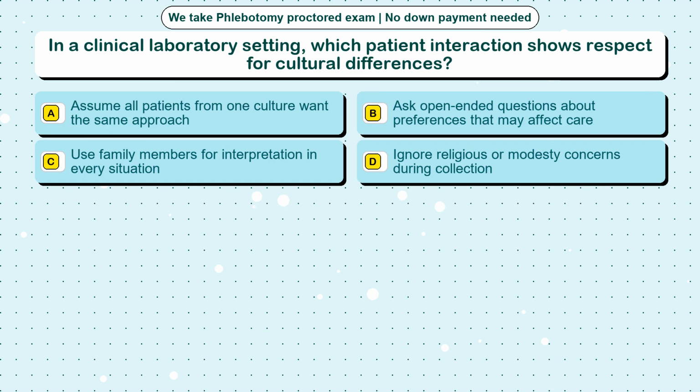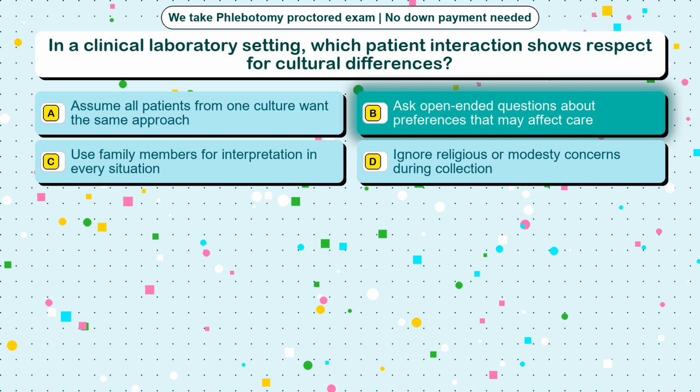Question 43. In a clinical laboratory setting, which patient interaction shows respect for cultural differences? Option A. Assume all patients from one culture want the same approach. Option B. Ask open-ended questions about preferences that may affect care. Option C. Use family members for interpretation in every situation. Option D. Ignore religious or modesty concerns during collection.